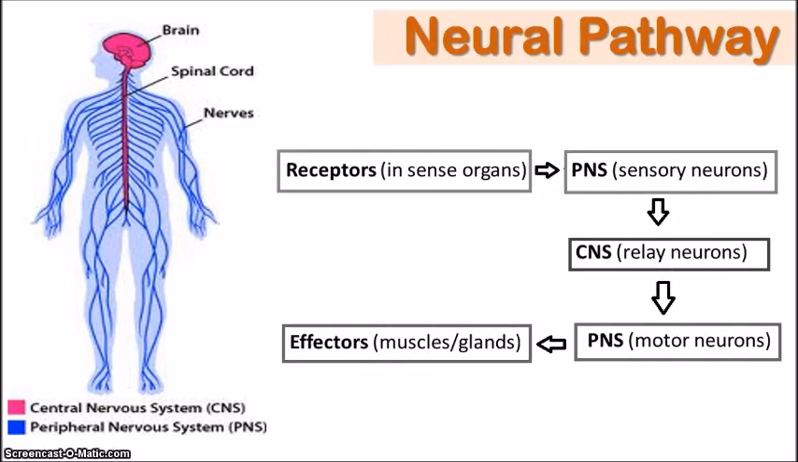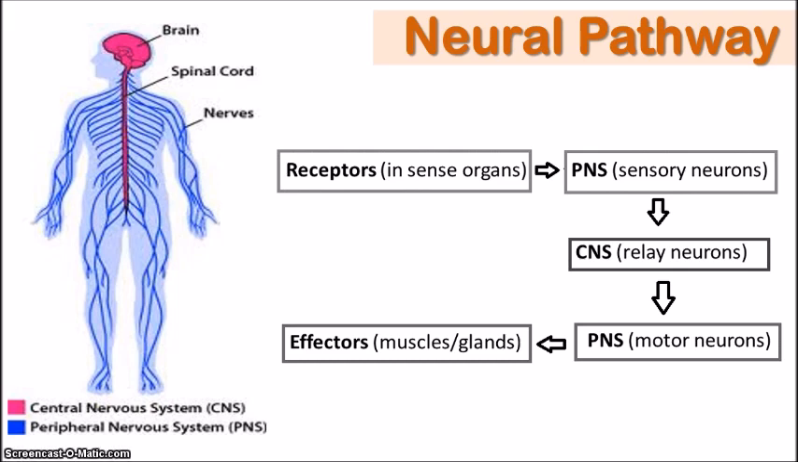Now neural pathways basically outline the route that electrical messages will take from receptors, which are usually found in the sense organs, to the effectors, which are typically muscles and glands. Now the messages are going to be sent from the receptors to the PNS, which consists of the sensory neurons. Now remember, neurons are those nerve cells which conduct the electrical impulses, and there are three types of neurons that are involved in the neural pathway.